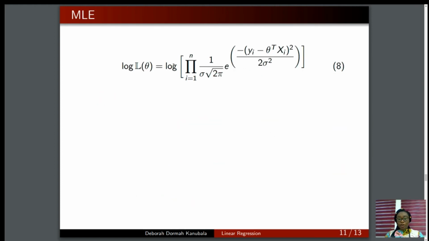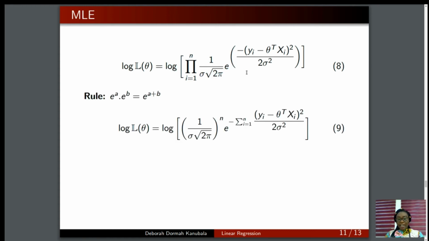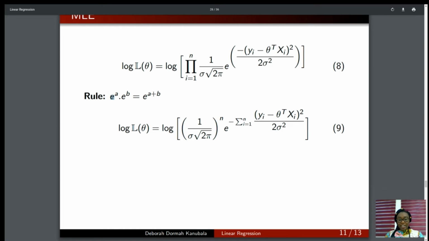Once we take the log of this function, we can use the rule that the exponential of a times the exponential of b is equal to the exponential of a plus b. So we can apply the product to this term only here, which is a constant, and apply the product to the whole of this term. But we can look at the whole of this term to give us a summation, because I'm using the rule that this raised to the power a times this is equal to a plus b. So if you apply the product here, this becomes a summation.